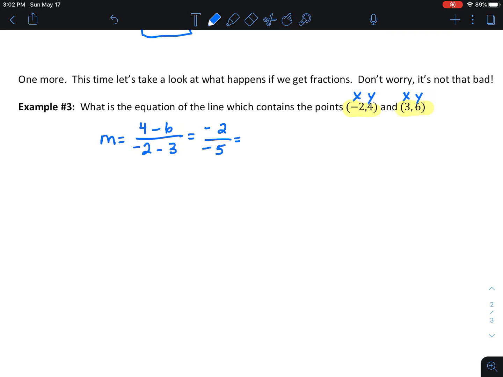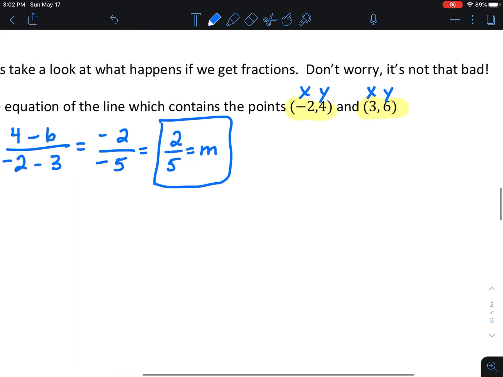All right, so the only thing we can really simplify here is the negative over a negative. Negative over a negative is the same thing as a positive. I would rather work with positive numbers, so I'm going to change that to positive 2 over 5. And that's my slope. The slope this time is 2/5. It has a rise of 2 and a run of 5.